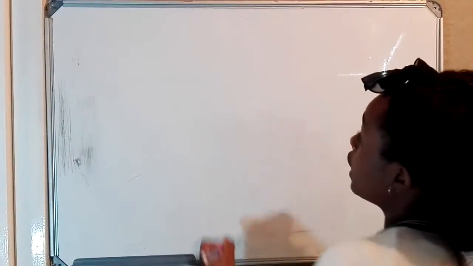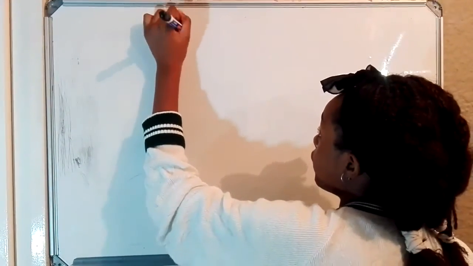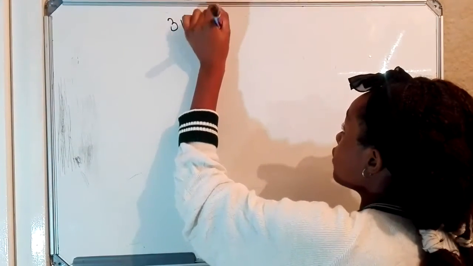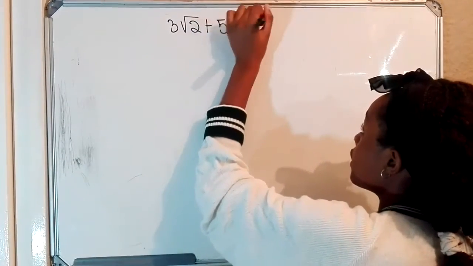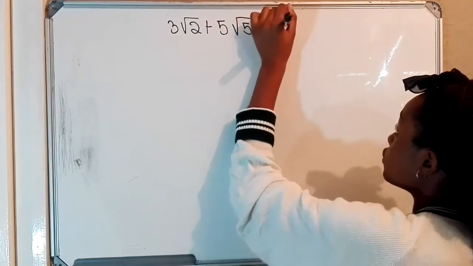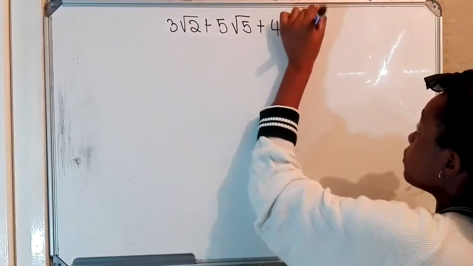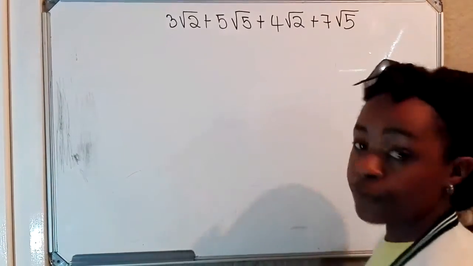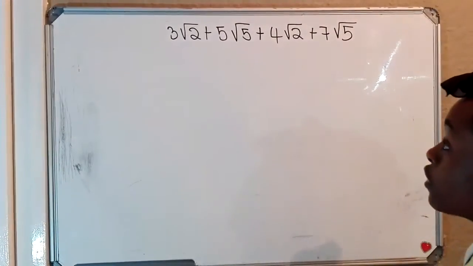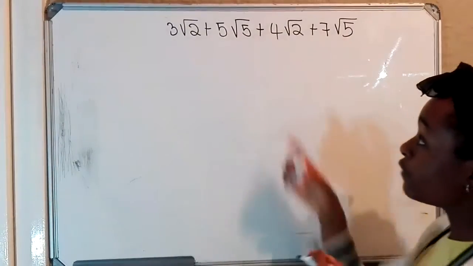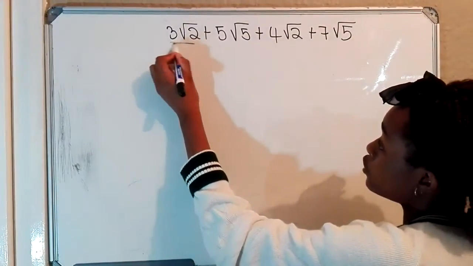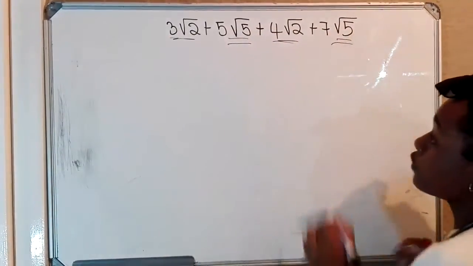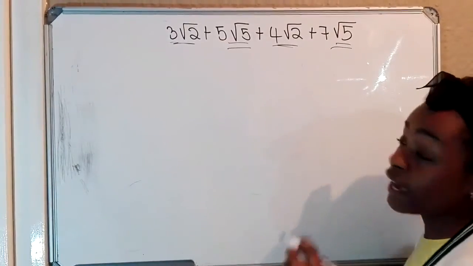Here's another one. Say we have 3 radical 2 plus 5 radical 5 plus 4 radical 2 plus 7 radical 5. Okay, feel free to pause this video and try this on your own. So here we have radicals, but we do have like radicals. We have radical 2 and radical 2 over here, and we have radical 5 and radical 5. So they have like radicals, so we can add them. We can add the coefficients.